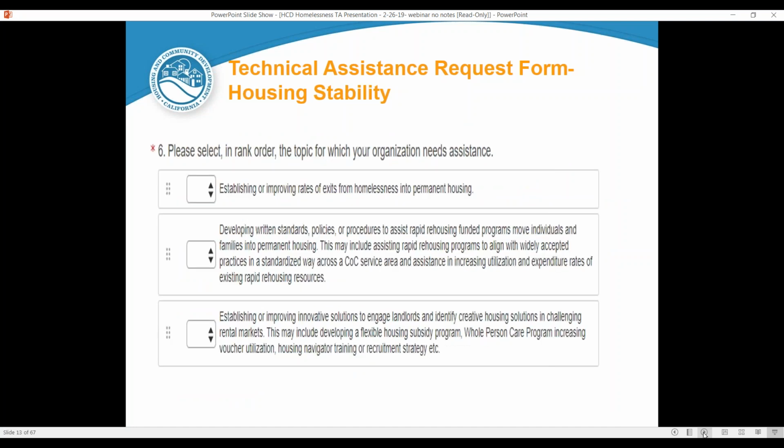So for the housing stability request, we're asking your agency to rank the order of your request. As you can see, the selections are broad, and so this information is critical for us when we're developing your work plan. Next slide, please.